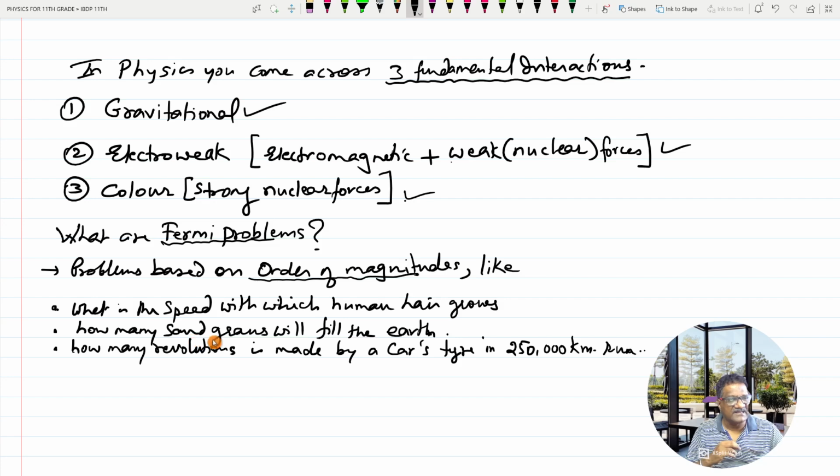Second one is how many sand grains will fill the earth. Earth is a huge planet. If somebody asks how many sand grains would be required to fill the entire earth, it will be a huge amount, isn't it? What will be the order of magnitude of that number? Then, how many revolutions are made by a car's tire in traveling 250,000 kilometers? How many complete rotations has the wheel made? Again, it will be a huge number. All these come under Fermi problems.